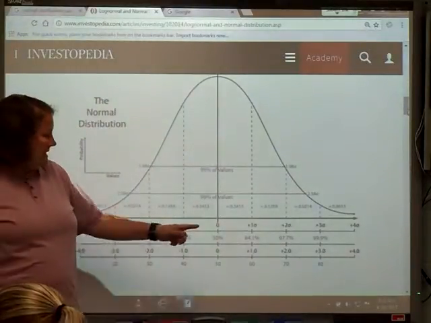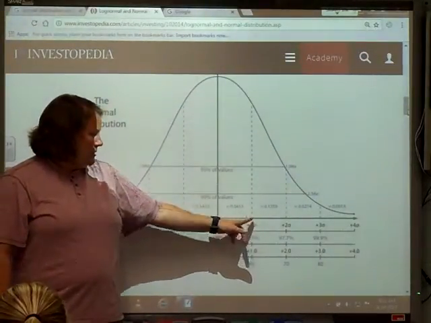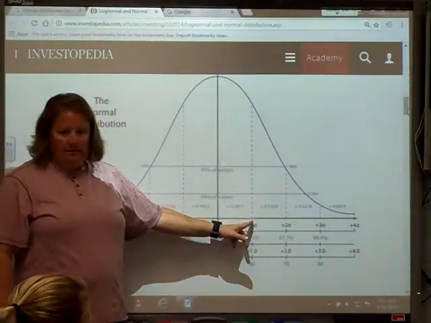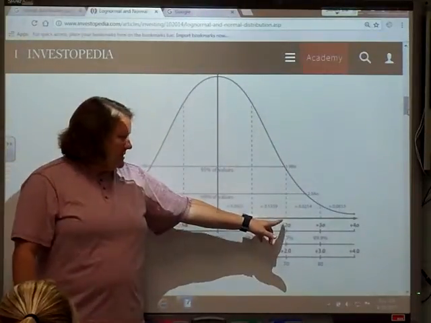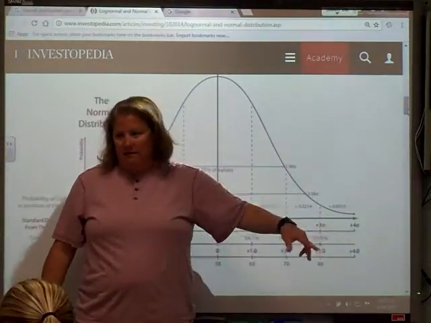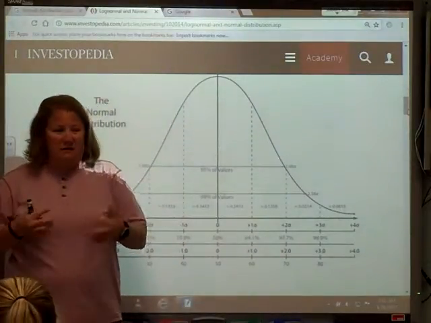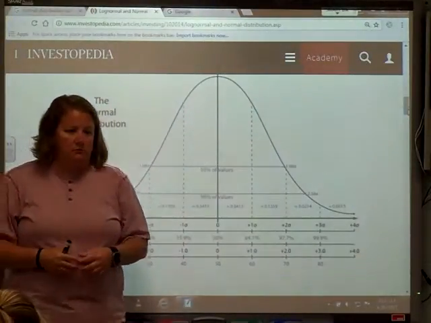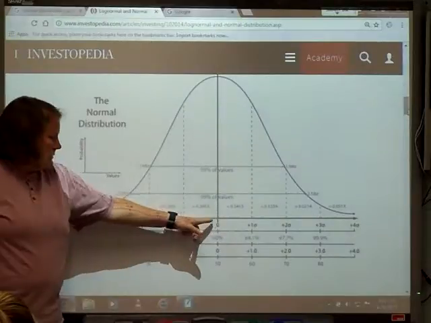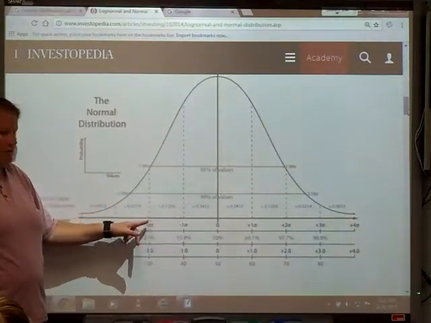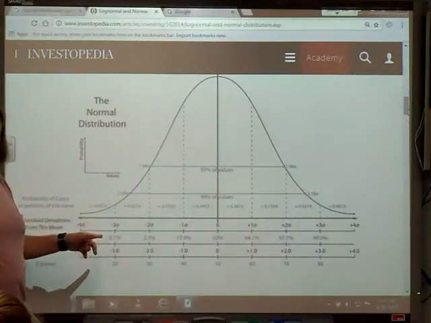Okay, so to get here, you would take your mean and add a standard deviation. Add another standard deviation, add another standard deviation, and that standard deviation will actually be a number that we'll compute, so it'll be something. So here we would subtract a standard deviation, subtract another one, subtract another one.